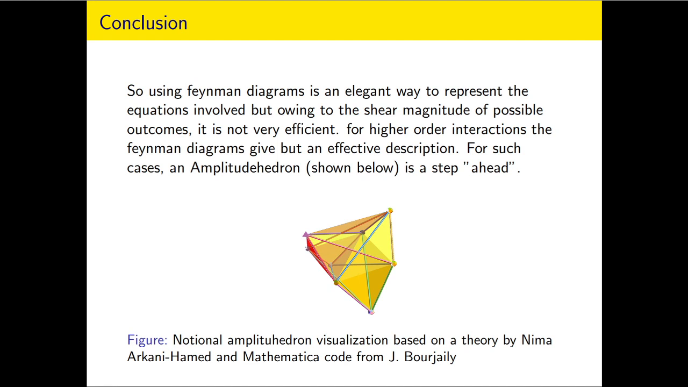While the Feynman diagram is a very elegant way to represent the equations involved, owing to the sheer magnitude of possible outcomes, it is not very efficient. For higher order interactions, the Feynman diagrams give but an effective description. For such cases, we can use an amplituhedron, shown below, which is a step ahead. The amplituhedron is a solid that we construct. When you solve for the volume of the amplituhedron, you get a simplified equation for what we just saw.